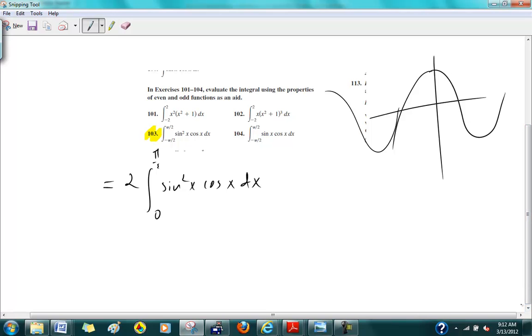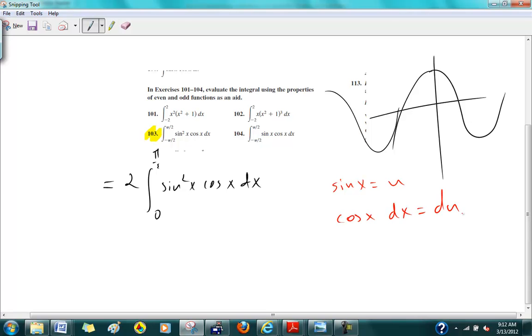Okay. What do you do next? Sorry? U sub? What do you want to do U sub? How about just sine x equals u? Yeah, sine squared x would be a bad choice. I don't know if you realize this or not, but in U sub, if you make the wrong choice, yes, you are fried. So, cosine x dx equals du.